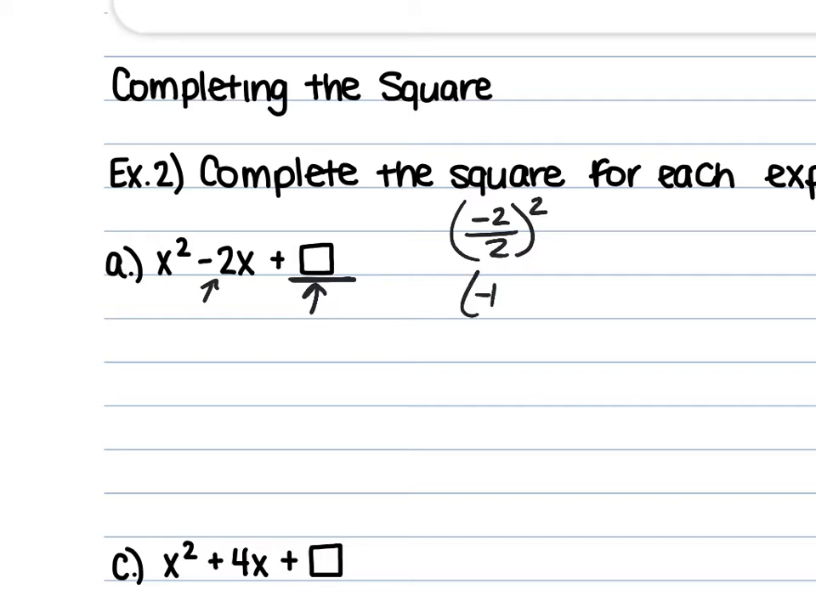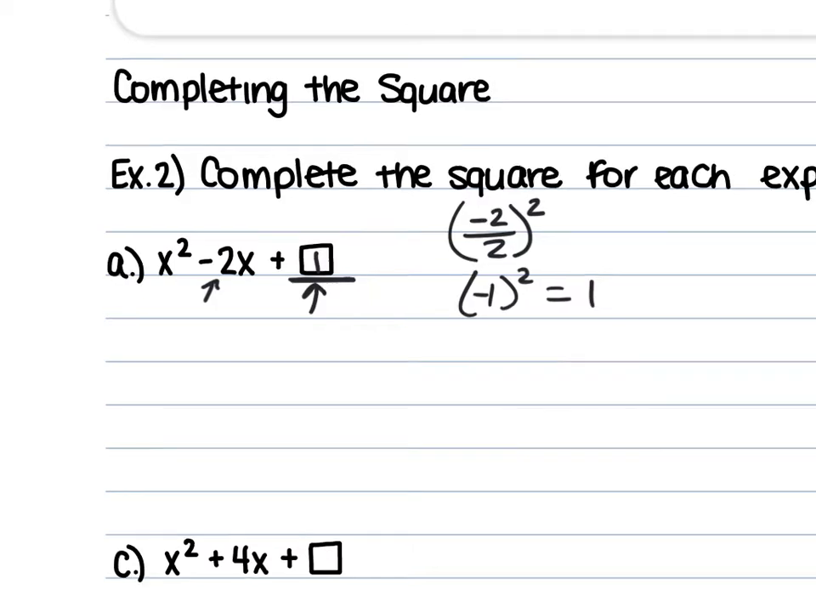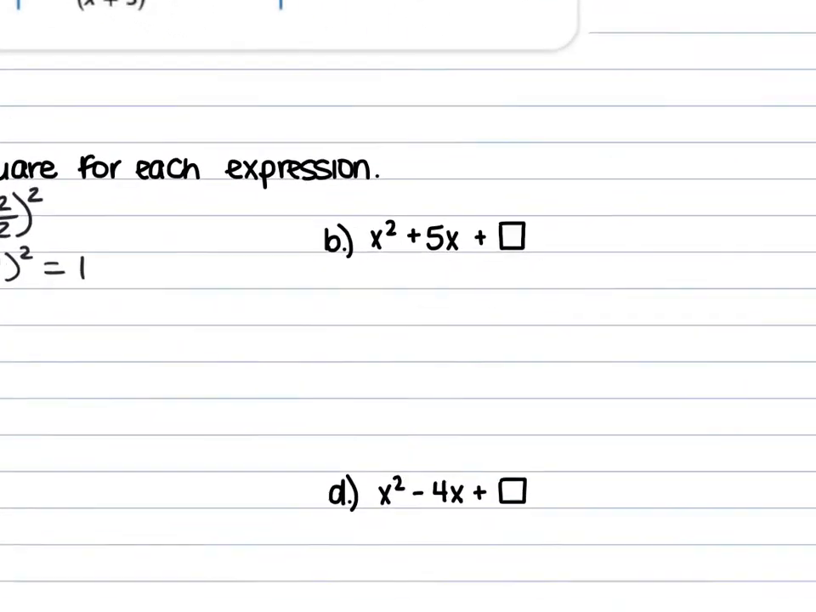So this becomes negative 1 squared. And what is negative 1 squared? The number that goes there is 1. Wow. Yay, wow. So we're going to do the same thing on all these. You're going to see it's going to be really quick.